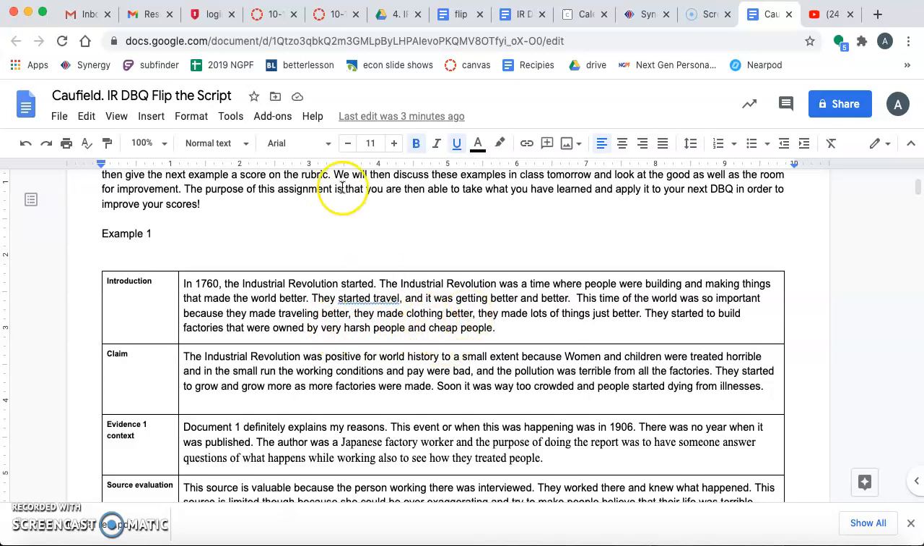Okay, so when I'm looking at the Industrial Revolution, I'm noticing some things. It says it was getting better and better, made lots of things just better. Okay, this needs to be more specific, right? What types of things were they making? How were they making things better? People have always traveled. What about the Industrial Revolution changed the way people traveled?